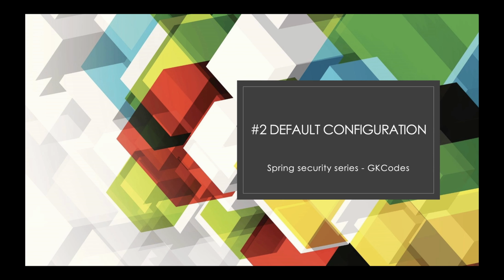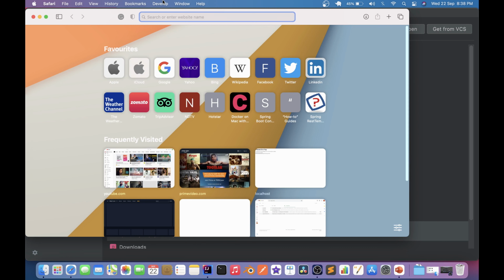In my last episode, we set up a Spring Boot application and enabled Spring Security. In this episode, we are going to create an endpoint and test it with the default Spring Security configuration. Go to Spring Initializr.